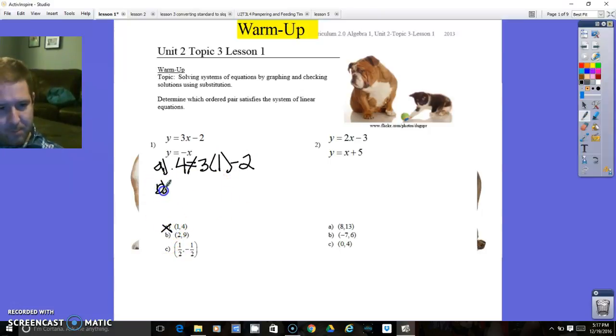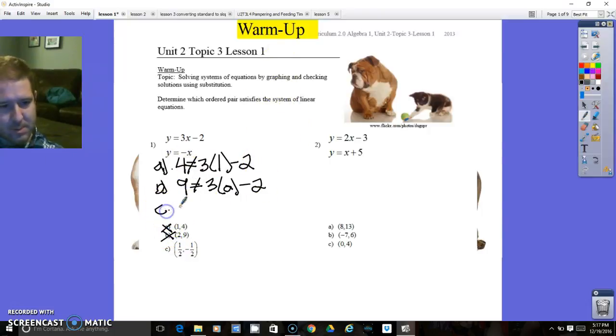So I do the same thing for B. Put 9 in for y and 2 in for x. Substitute and solve that. 3 times 2 is 6. 6 minus 2 is 4. 9 does not equal 4. So that proves that B, 2, 9, can also not be a point.